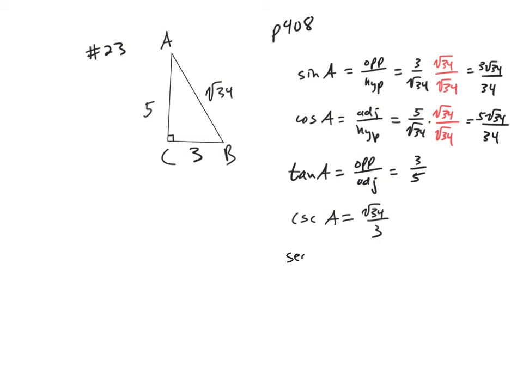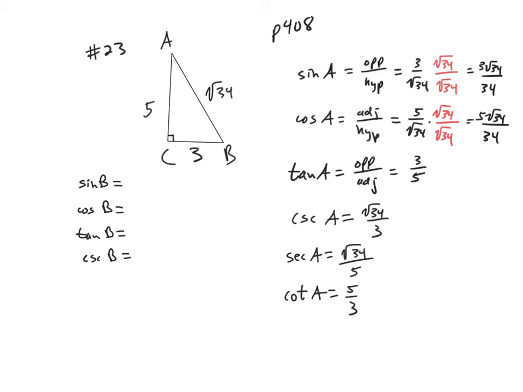All right, then I look at the secant of A, and the secant of A is going to be the reciprocal of cosine. So instead of 5 over radical 34, I'm going to have radical 34 over 5. And then for the cotangent of A, that is going to be the reciprocal of the tangent of A, so that will be 5/3. Now I do need to do all of those for B, so let me write these down. The sine of B, the cosine of B, the tangent of B, cosecant of B, secant of B, and cotangent of B.